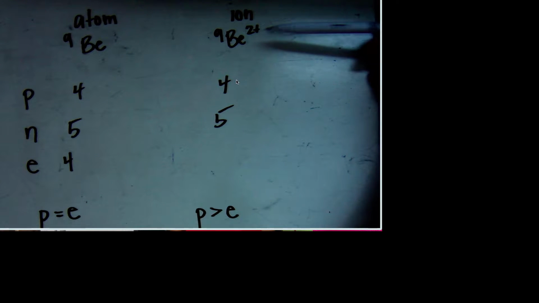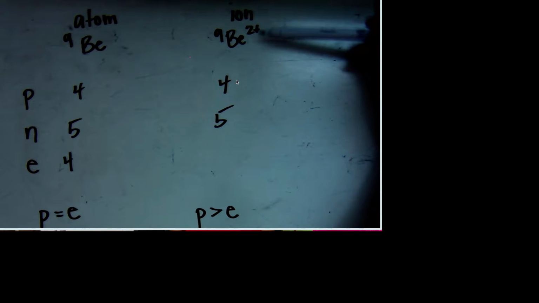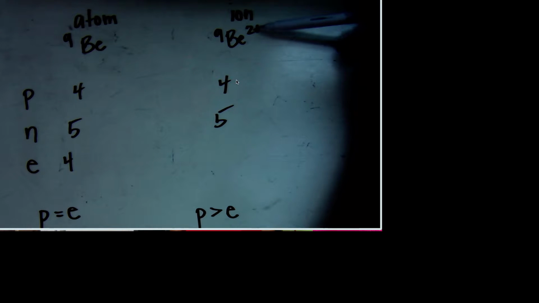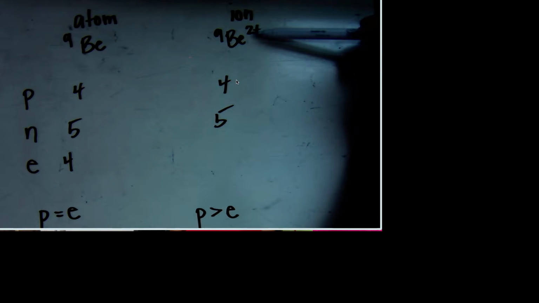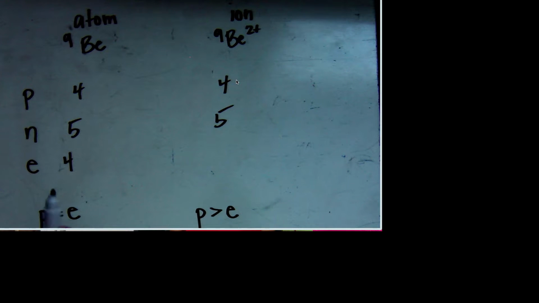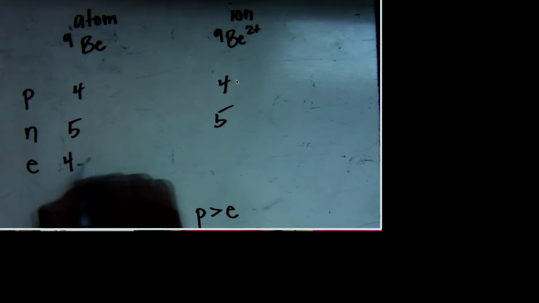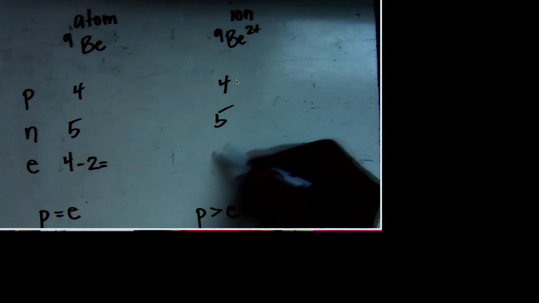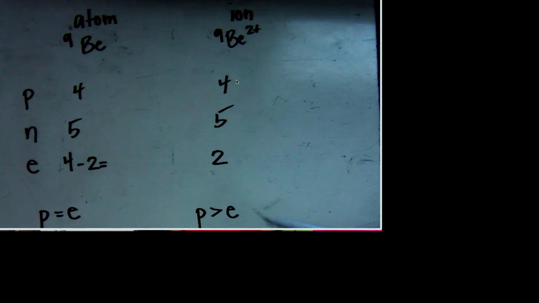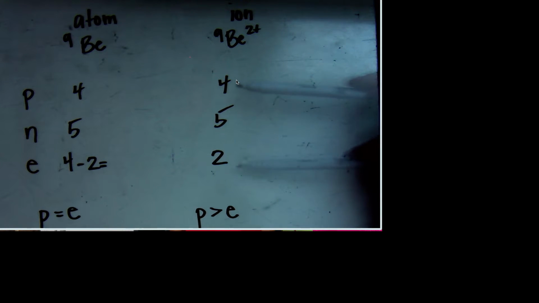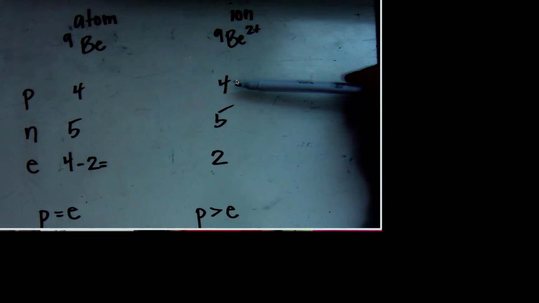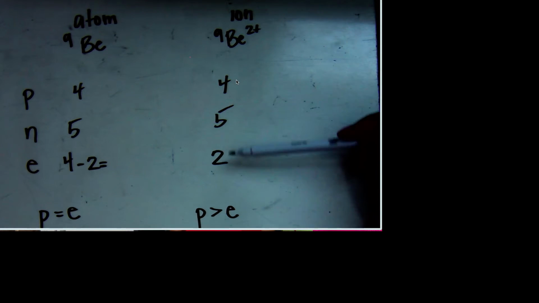For the example with a cation, cations have lost electrons. In this example, this positive sign lets us know that we do have a cation. The 2 lets us know how many electrons were lost. So in the atom, there are 4 electrons. When the ion forms, specifically the cation forms, 2 electrons are lost. So 4 minus 2 equals 2. So taking a look at this, there are more positive charges than negative charges, and there are 2 more positive charges than there are negative charges.